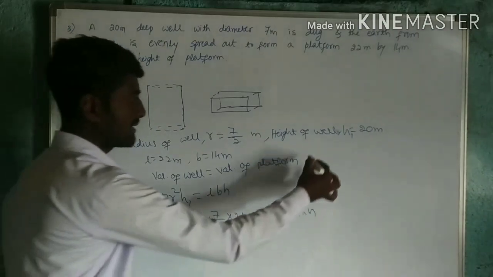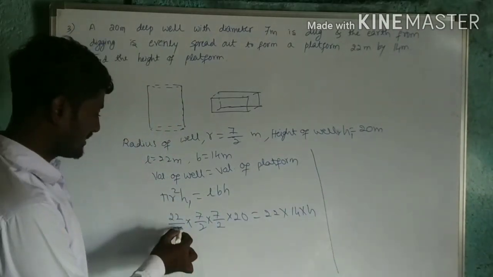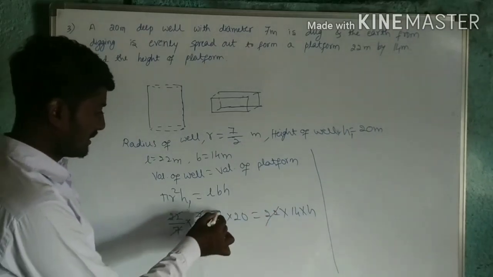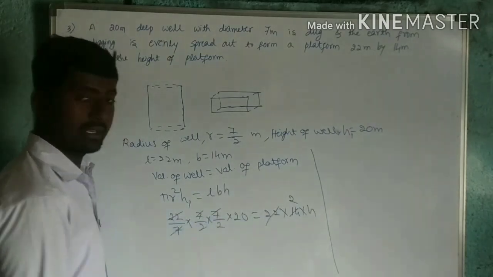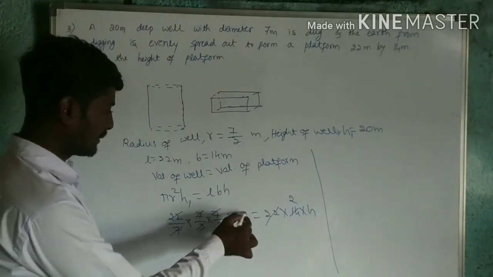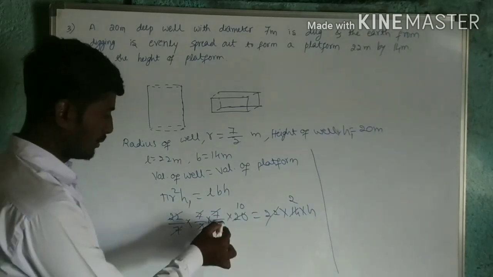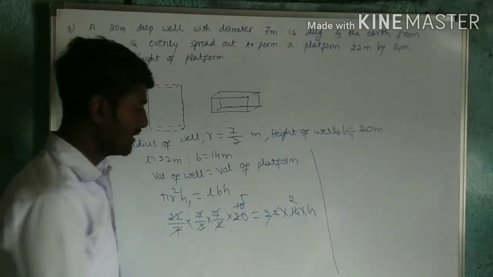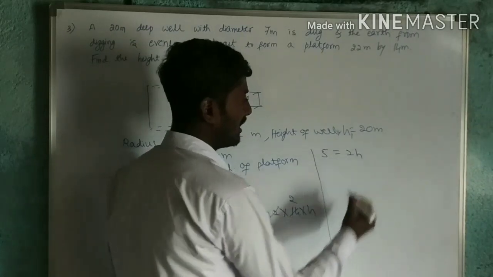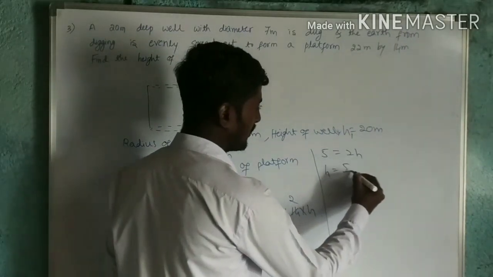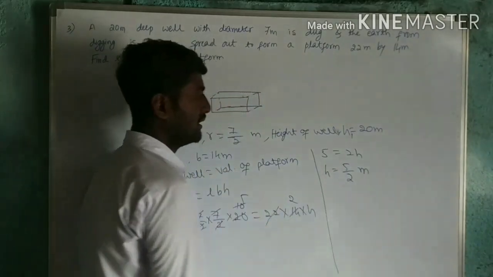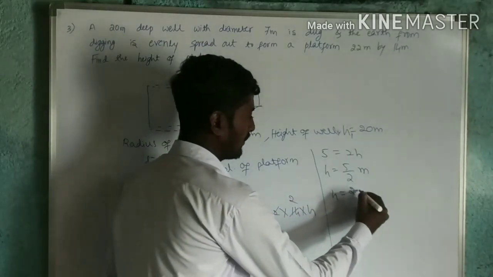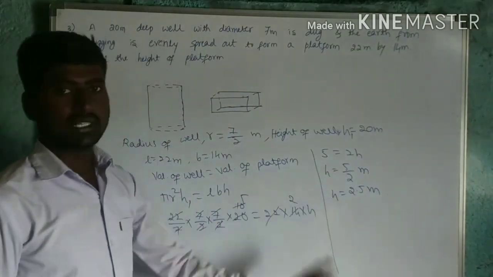Now let us simplify this. 7 gets cancelled. 22 gets cancelled. Then 7 ones are 7, 2s are 14. Next, 2 ones are 2, 10s are 20. Then 2 ones are 2, 5s are 10. Now on the left side 5 is there only, on the right side 2h. So 5 is equal to 2h. I want h only, so h is equal to 5 divided by 2, in meter. So the height of the platform is 5 by 2 meter. I'll write it in decimal also, 2.5 meter.